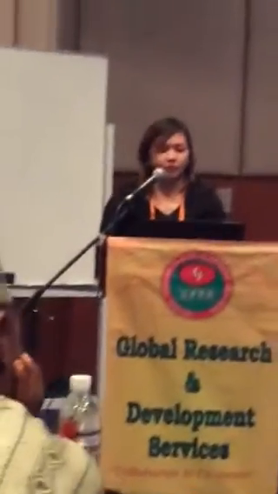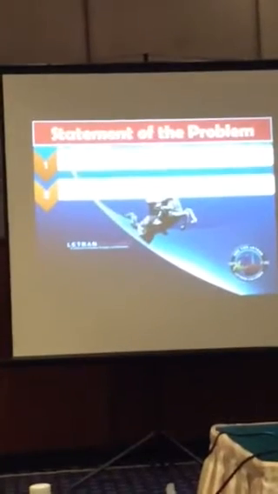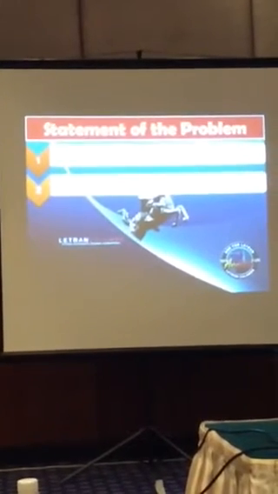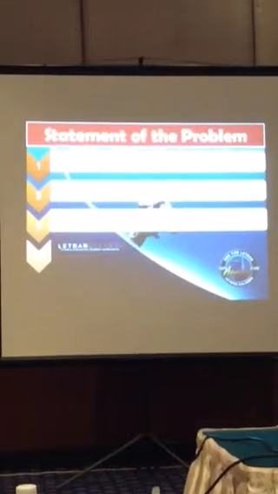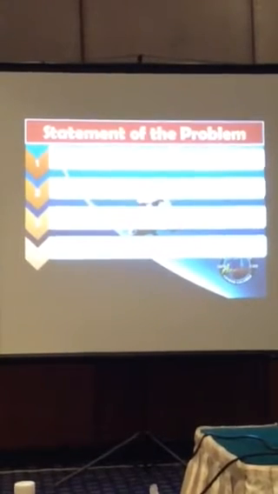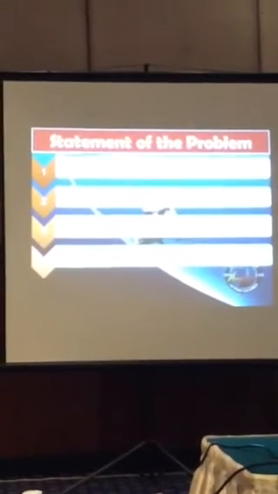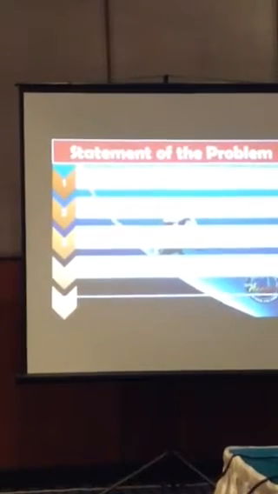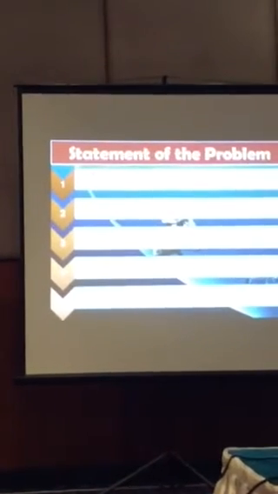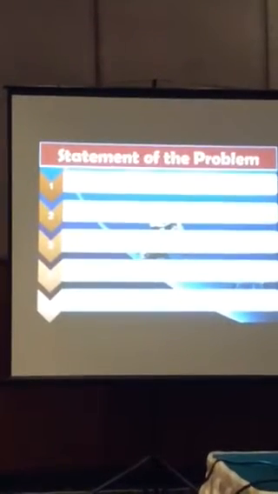Statement of the problem. Number one, what is the level of graph interpretation skills of students in kinematics? What are the common difficulties of students in interpreting kinematics graphs? How valid is the developed supplementary material? Is there a significant difference between the pre-test and post-test scores of the control group and the experimental group? Is there a significant difference between the change scores of the control and experimental groups?